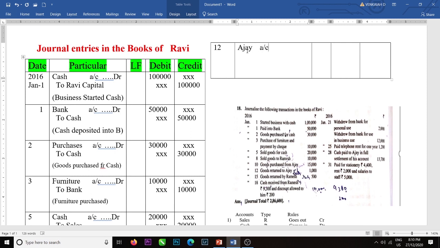Ajay account debit to what we are returning? Goods. Which goods we are returning? Purchased goods. That's why these are called purchase returns. Purchase returns account.